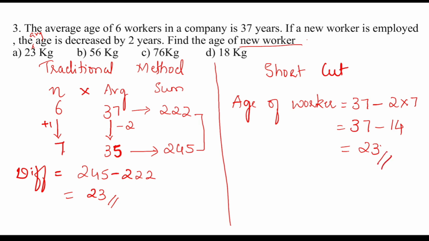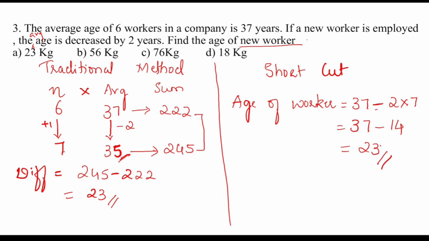Why did I take minus here? Because we know that when the new person came, the average is decreasing. The average decreasing means what? The new average will always be less, isn't it? So the new average became less here. So this shows that if the average is decreasing, then the person who is coming, his age will always be less than the previous average. The previous average was 37, so it is always less than that, which means you have to subtract.